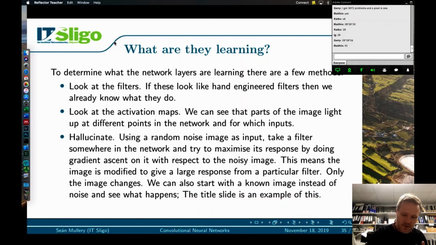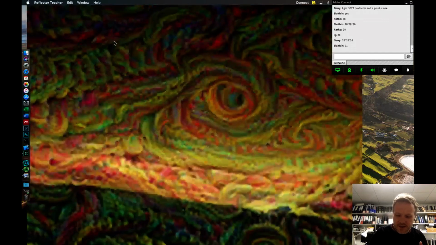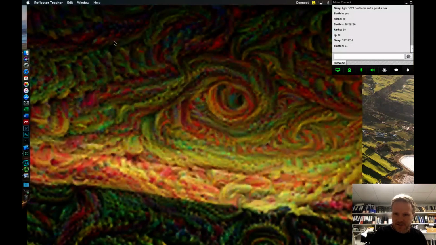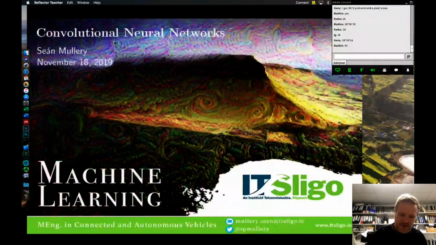So it's what I've done to the picture of Ben Bulbin there, and you can see what this filter likes, and it changes everything to look like that filter.